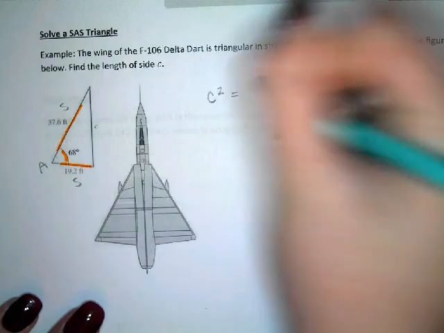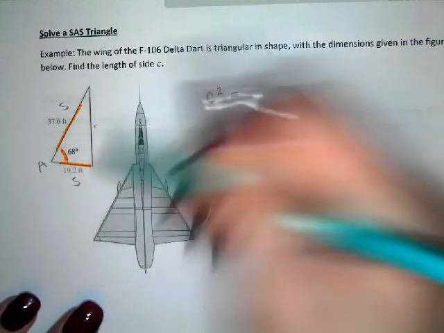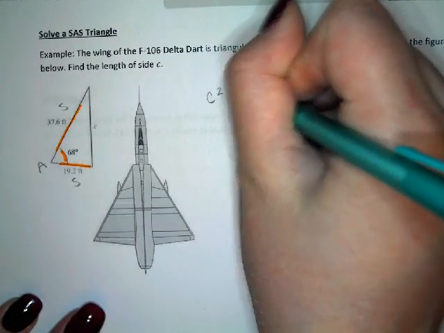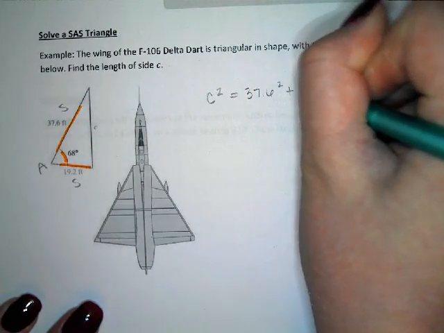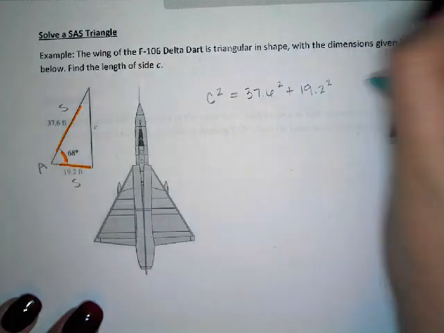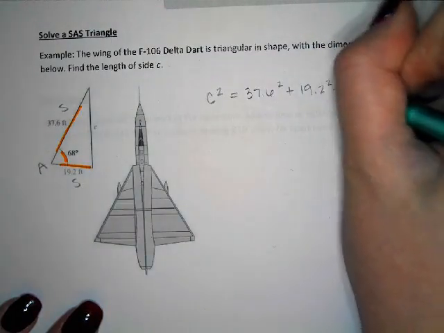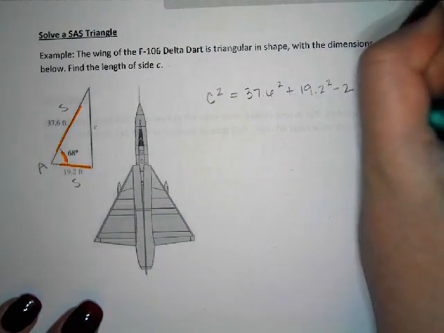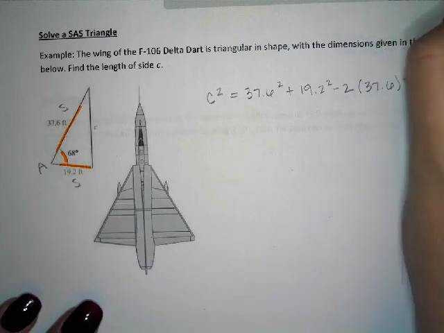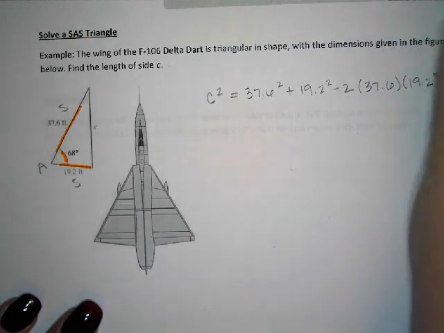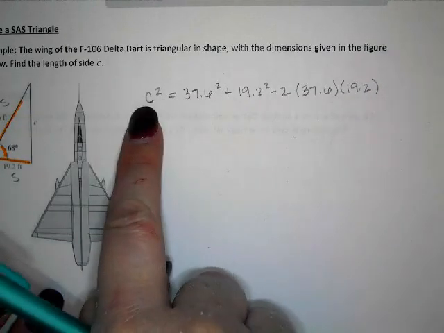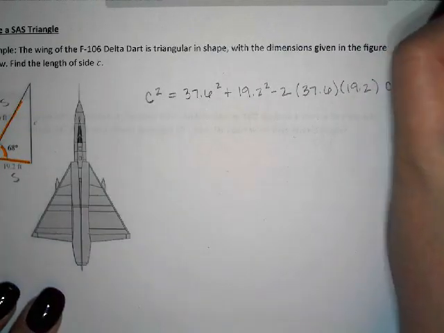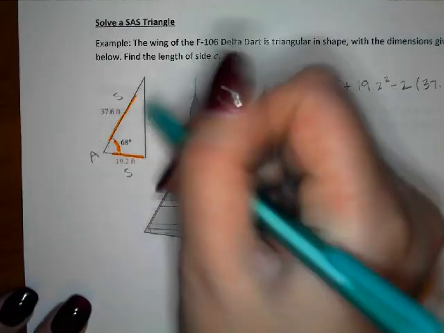c squared equals, so then I'm going to write the other two sides squared. So 37.6 squared plus 19.2 squared, and then I'm going to have minus 2 multiplied by the other two sides. So 37.6 times 19.2, and then last I have cos of the angle that's across from this side. So cos of the angle across from c, which is 68.